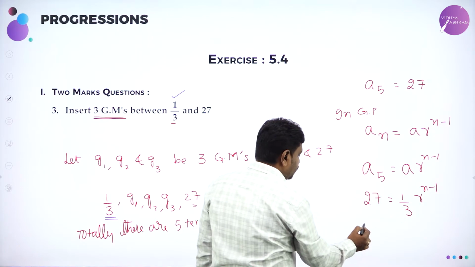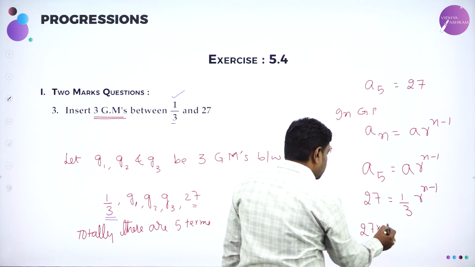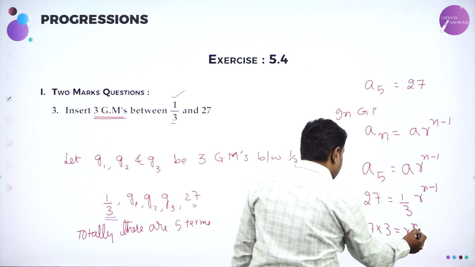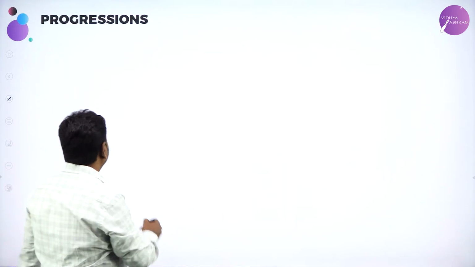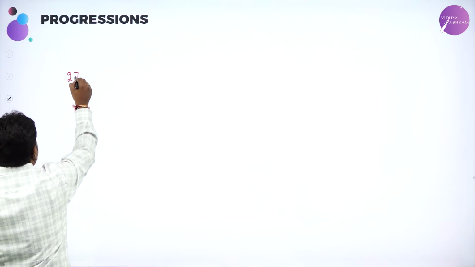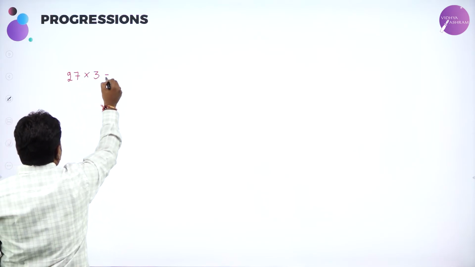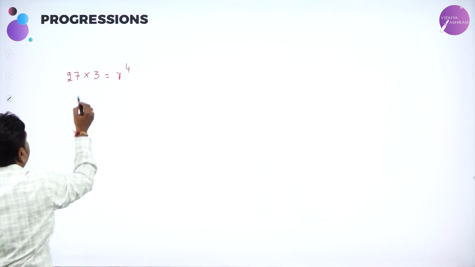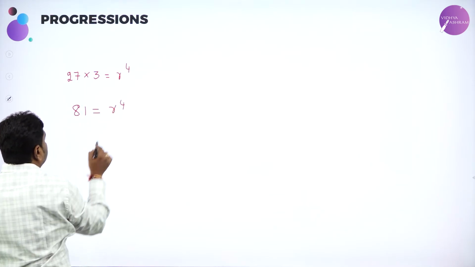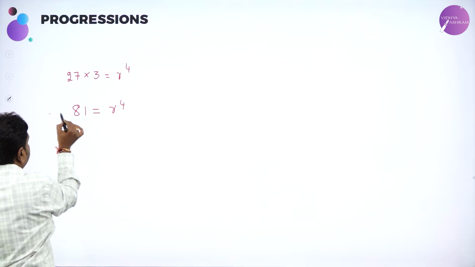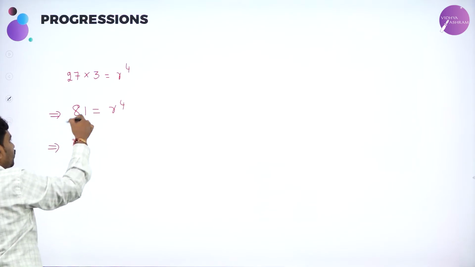Bring 3 to this side. 27 into 3 is equal to r power n minus 1. Now what we got? 27 into 3 is r power 4. 27 into 3, if you do, you will get 81. So 81 is r power 4. You should write it in terms of power 4.